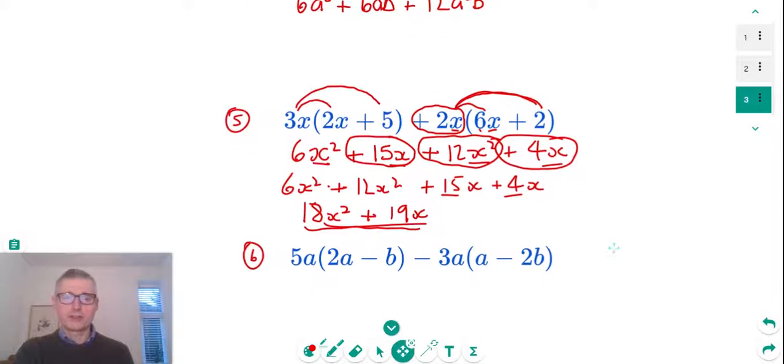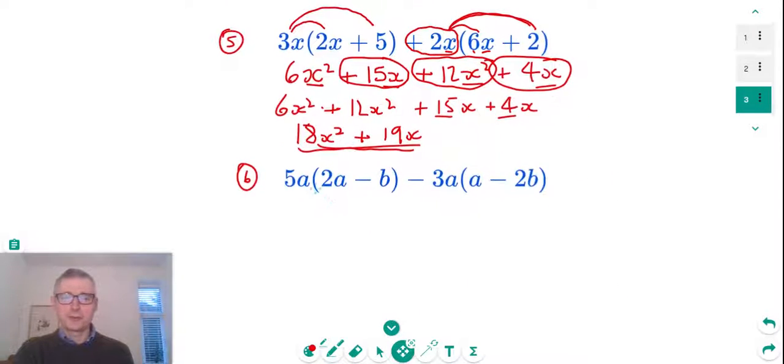And now I'm going to look at another one where I've got 2 sets of single brackets. And I've put some minus signs in this one to make it just a little bit more complicated. So what we've got is 5a times 2a. First of all, doing the first set of brackets. So 5a times 2a, the number bits, is going to give me 10. And then the letter bits, the a times a, will give me a squared.